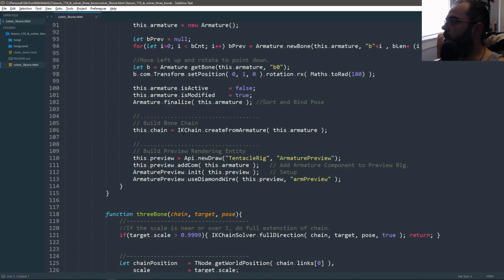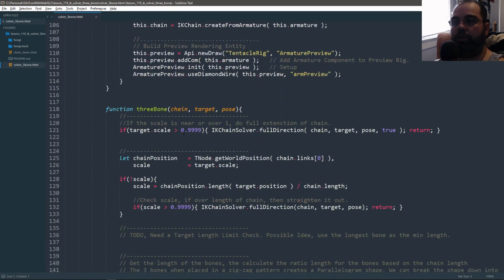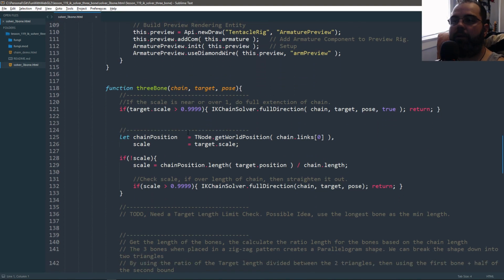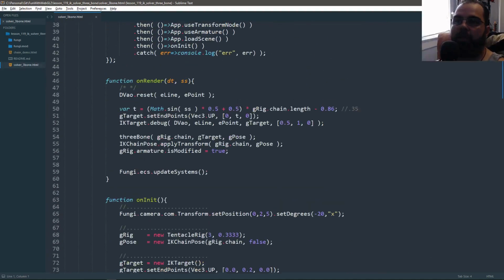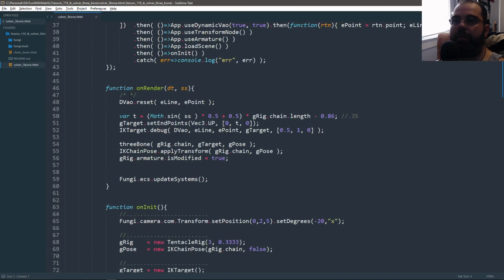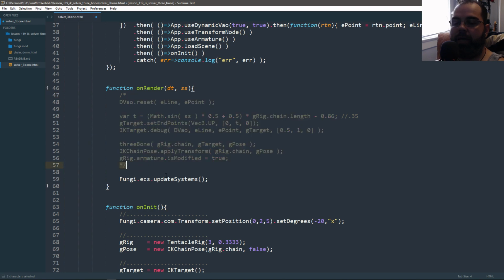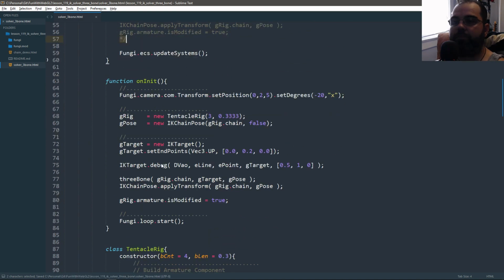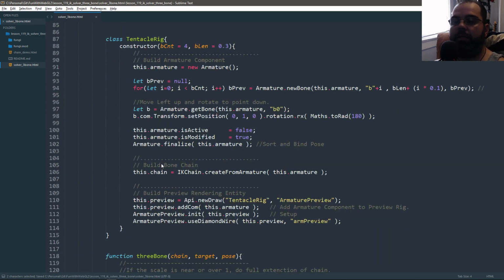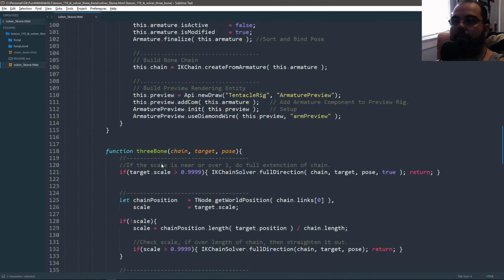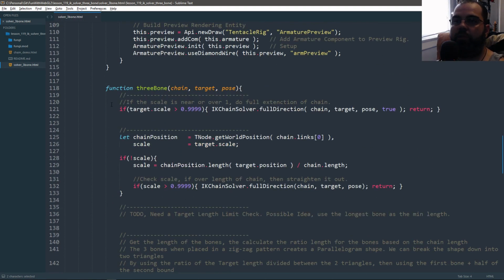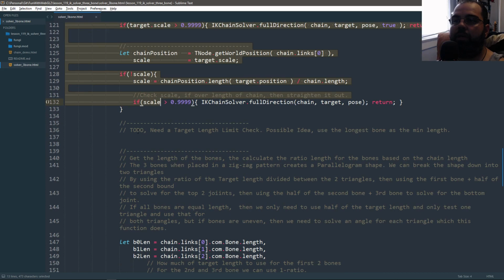Let's see, we've got 13 minutes already, so let's look at the code. A lot of the code is the same. I don't have to describe it. Everything's animating, so I can probably just unanimate everything for now. Let's see. So we have the three bone solver. We do the exact same scale thing we did before. I have a to-do here.